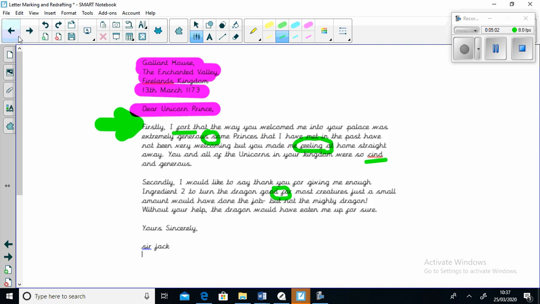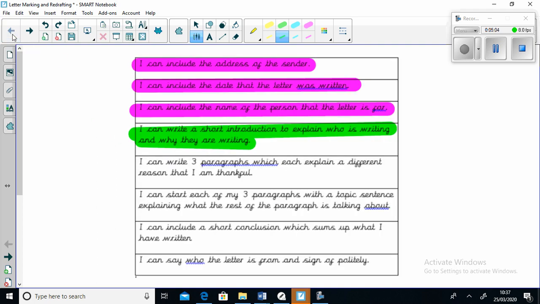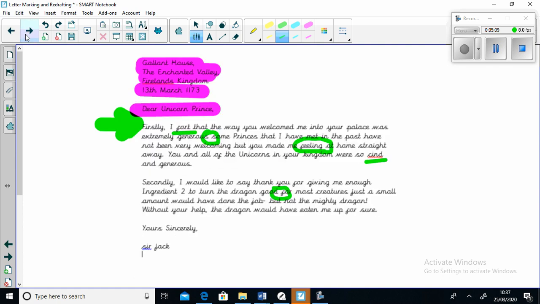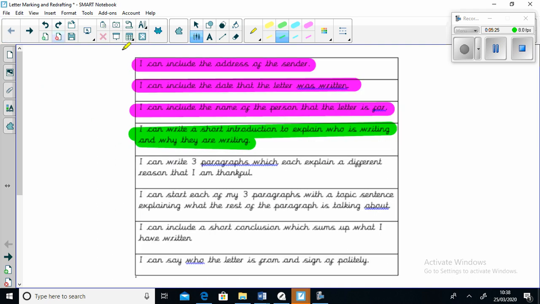Let me just check that success criteria again. I can write 3 paragraphs which explain a different reason I'm thankful. I've done quite well, but I only achieved 2 paragraphs. So again, if I wanted to make it even better, I could add an additional paragraph in there to give a 3rd reason why Sir Jack was grateful for the unicorn prince. So again, that's another area which I could make even better. Not perfect yet. Okay, let's look at the next bit of success criteria.